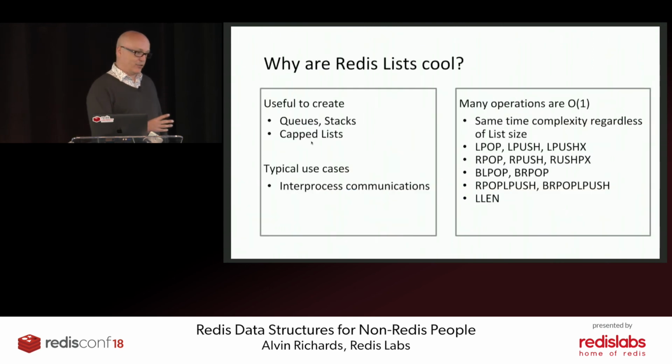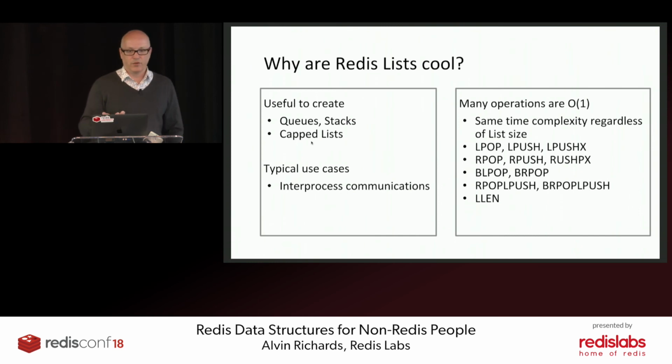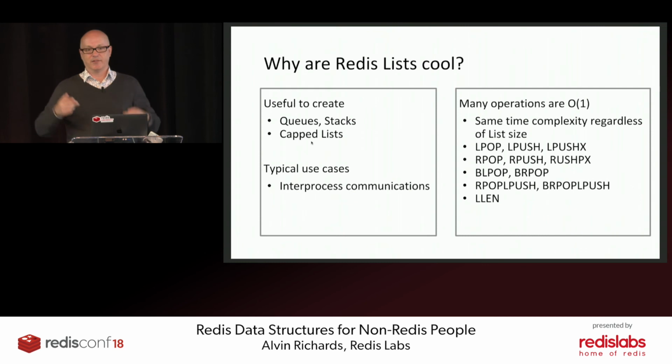So why are lists really cool? Well, you can use lists to create a whole bunch of things, from queues and stacks. Lists have also got the ability to have a variant called a capped list, so you can ensure that only a certain number of elements are retained. A great use of a capped list is, for example, if you want to keep the last 5 posts on an activity stream. As a new post comes in, you then trim that list back to 5 elements just to keep the latest 5. So capped lists are a great thing to do.